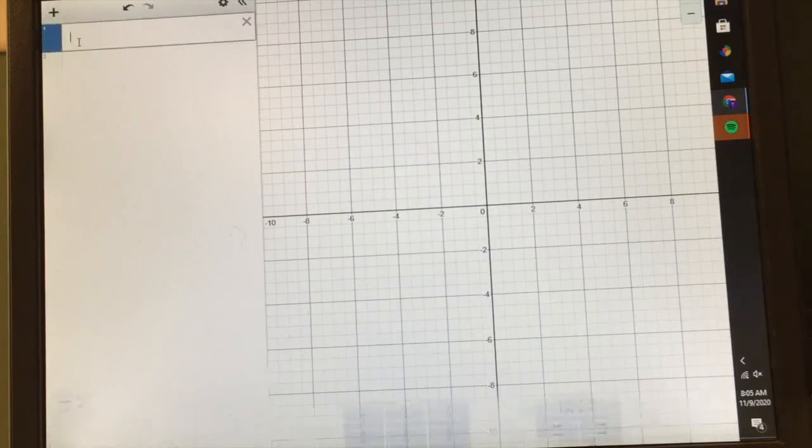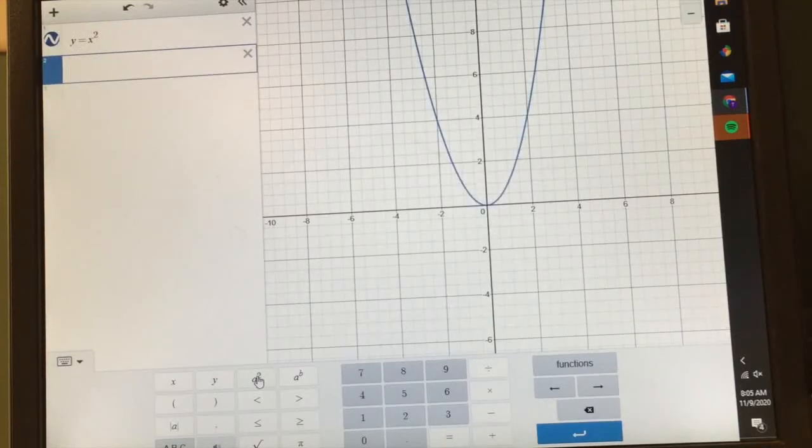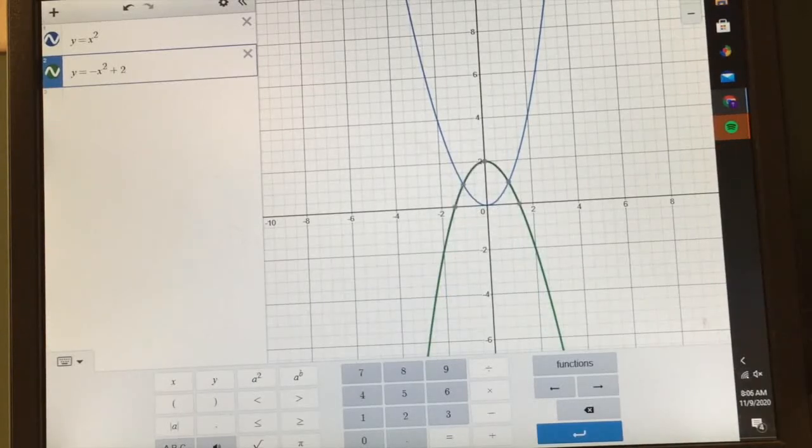All right, and then for the last one, y equals x squared and y equals negative x squared plus 2. All right, so looking at this, you've got 2 parabolas, one in blue, one in green, and I'm looking for where those 2 intersect. So this one intersects at 1, 1, and this one intersects at negative 1, 1.